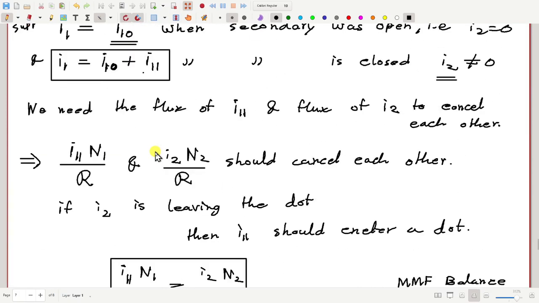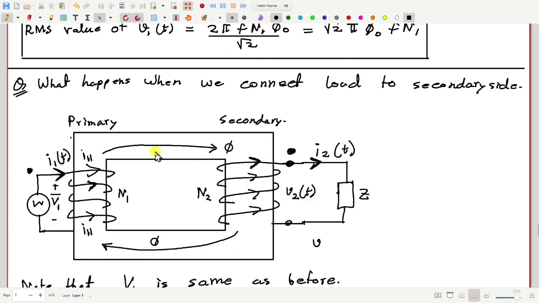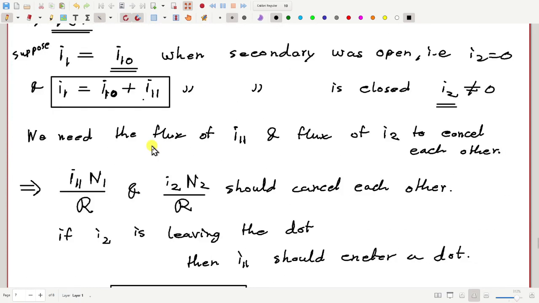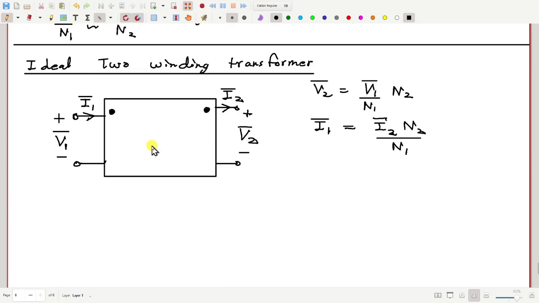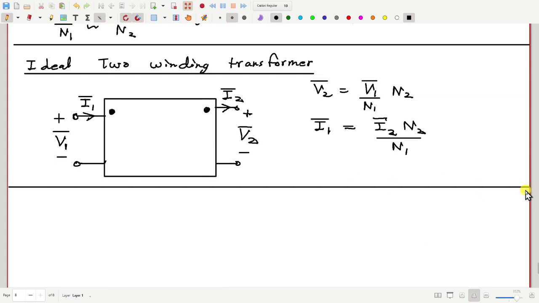But the transformer that we saw here does not satisfy this equation exactly, so we call that a non-ideal transformer, non-perfect transformer, practical transformer. Okay?